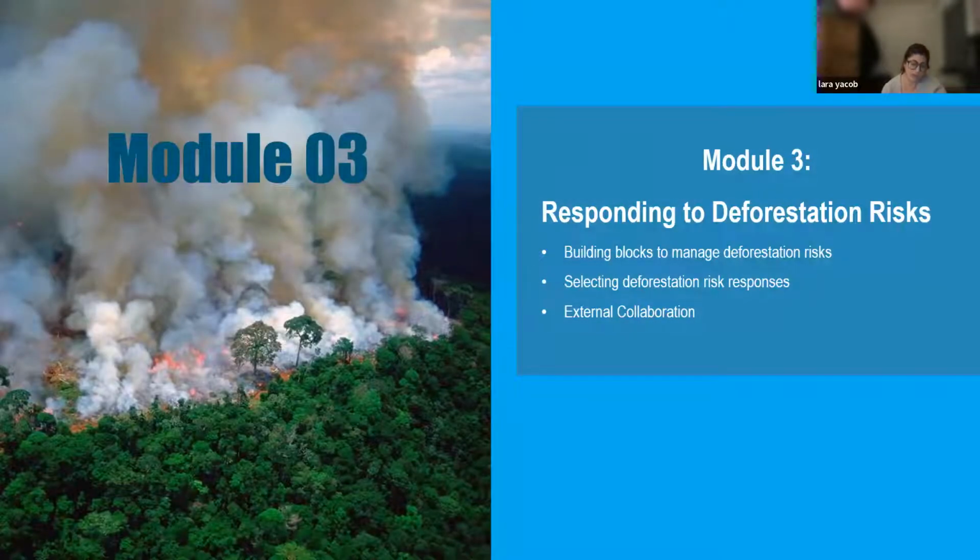So now we come to this section of how do you respond to risk. You've identified your risk, you've assessed your risk. How do you respond to it as a bank? And I mentioned internal capacity. Next slide, please.